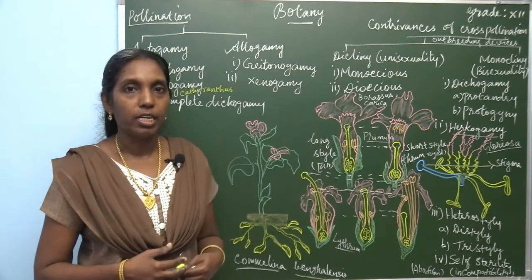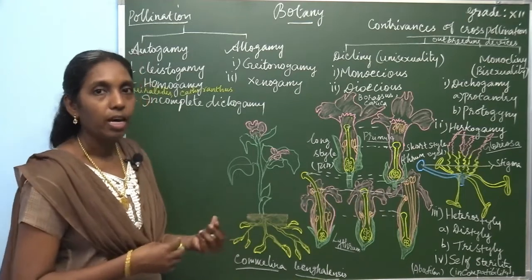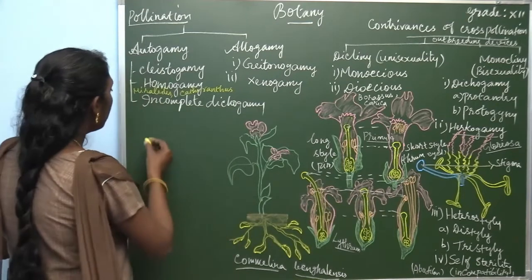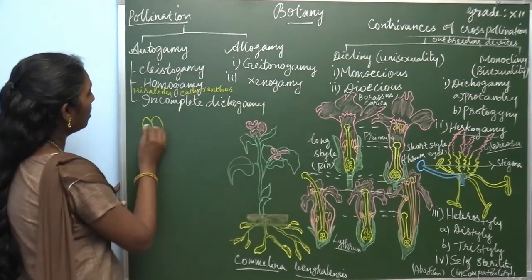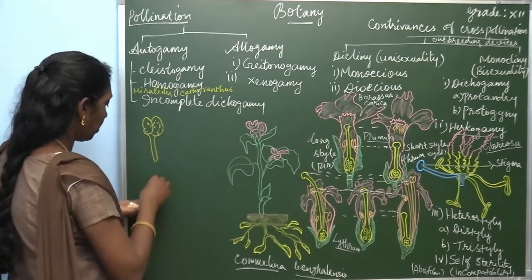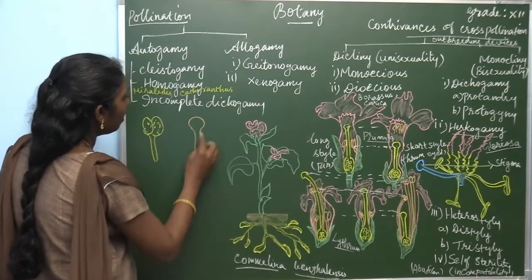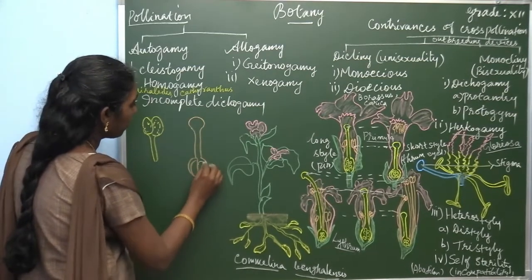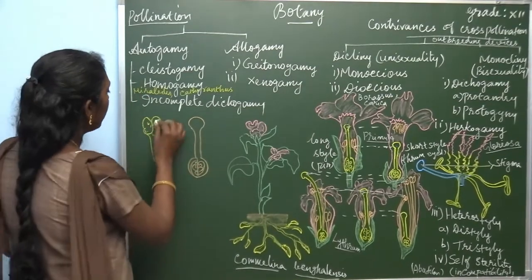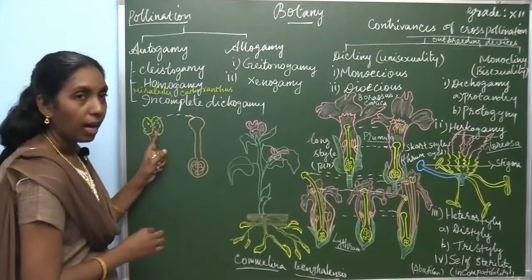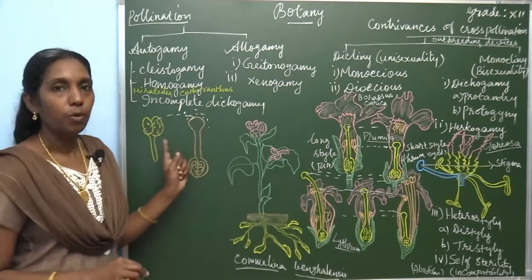You know, there are a number of pollinating agents which dust the pollen grains from anther to the stigma. In this flower, here there is a stamen, which contains anther. In the anther, pollen grains are present, and this is the stigmatic surface of the pistil: stigma, style, ovary. Ovules are present here. The pollen grains are dusted from anther to stigma. This process is called pollination.